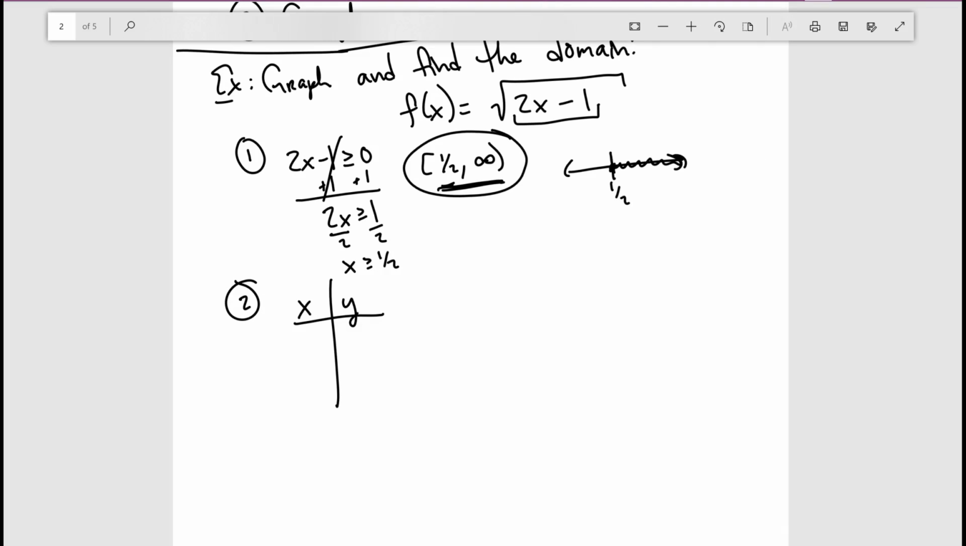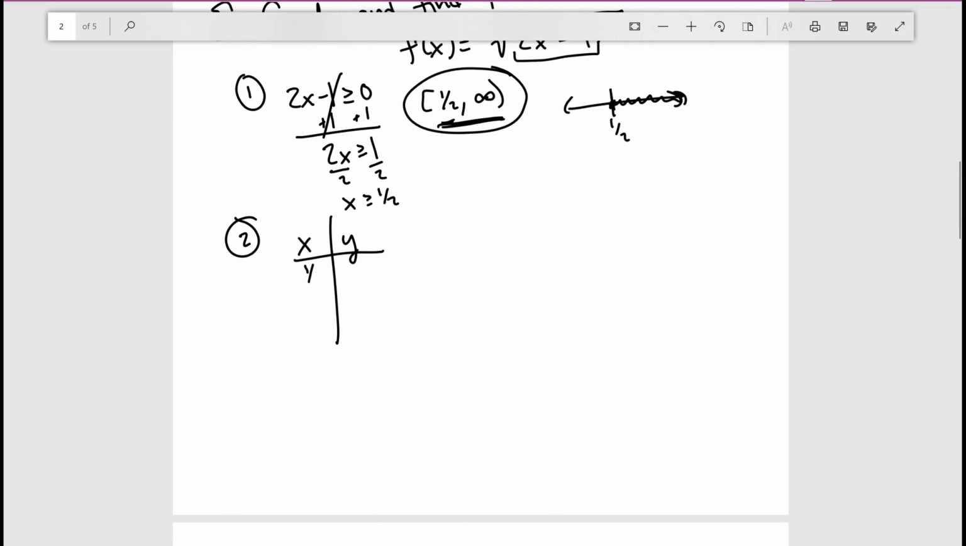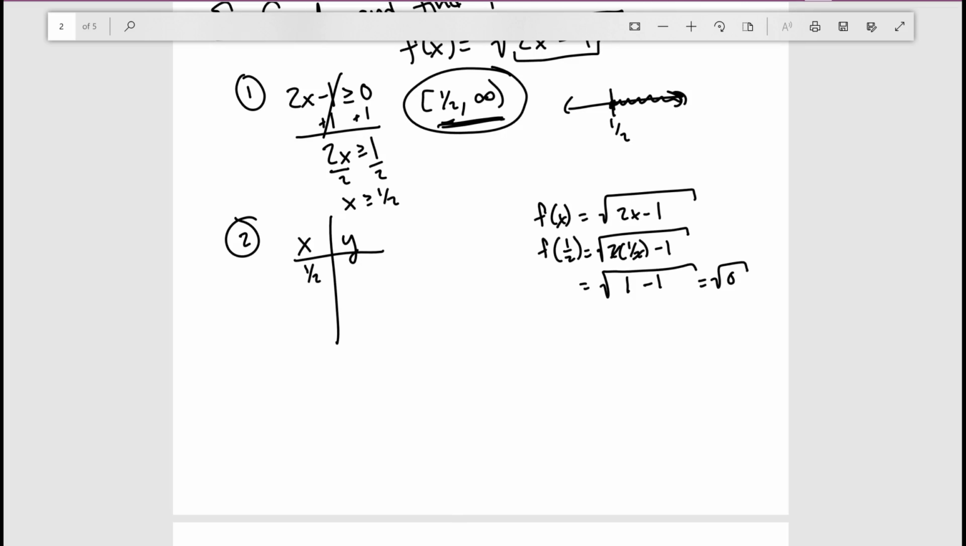The first point that I'm going to plug in is 1/2, because 1/2 is a really easy point to plug in. So I'm going to plug into f of x equals square root of 2x minus 1, the 1/2 there. I'm going to have f of 1/2 is equal to the square root of 2 times 1/2 minus 1. Here the 2's are going to cancel each other out. I'm left with 1 minus 1, which gives me the square root of 0, which then gives me 0. So when I plugged in 1/2, I'm going to get 0 out.